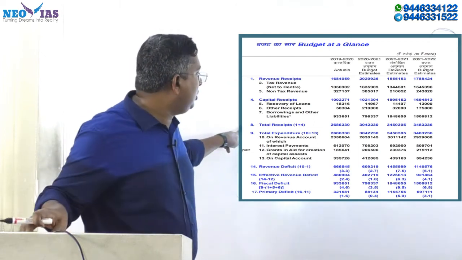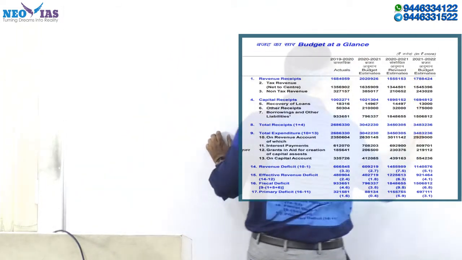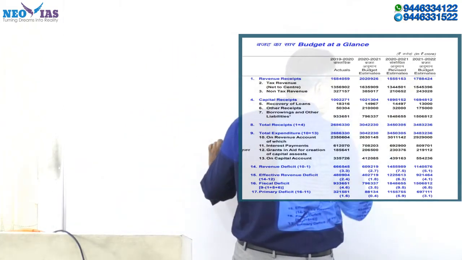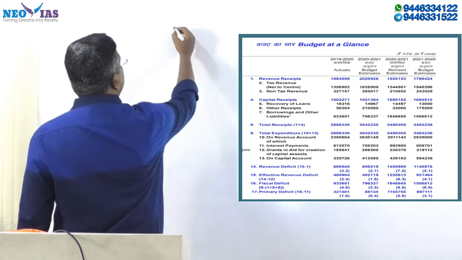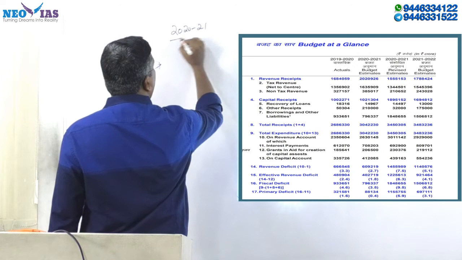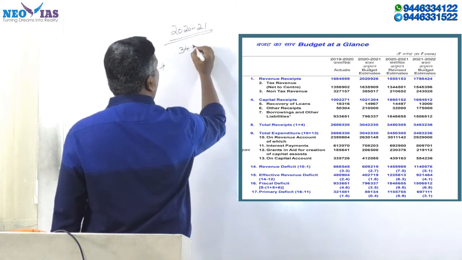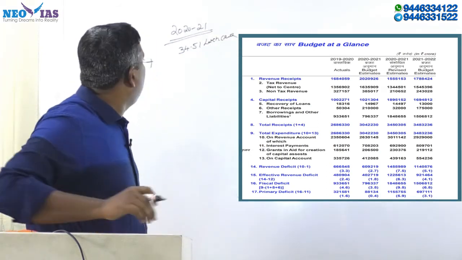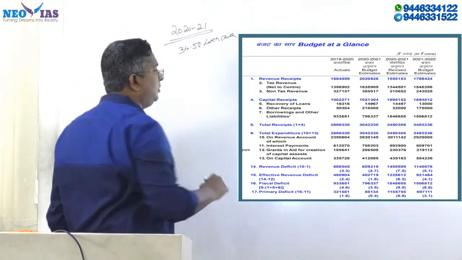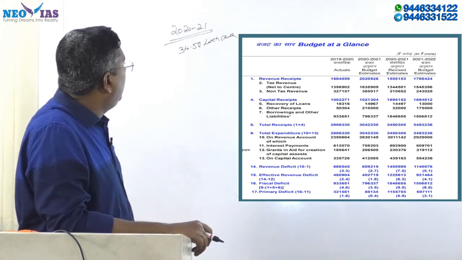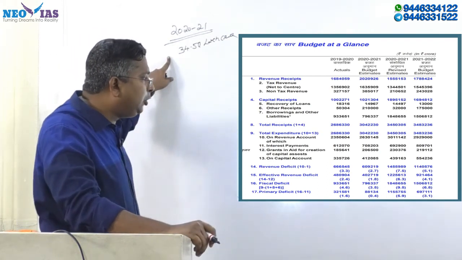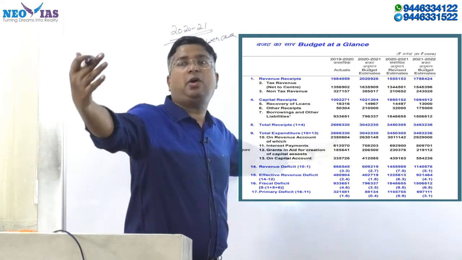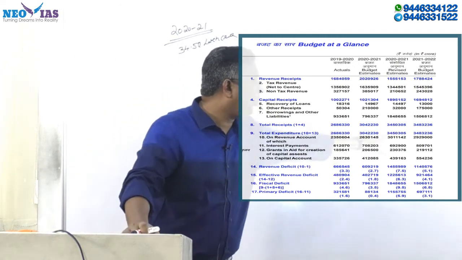So just note down the total receipts. Obviously total receipts and total expenditure will be the same. The total expenditure for financial year 2021 is coming around 34.50 lakh crore approximately. Please note this down. Compared to 2019-20, there is a huge jump in total expenditure from 26.86 to 34.5.